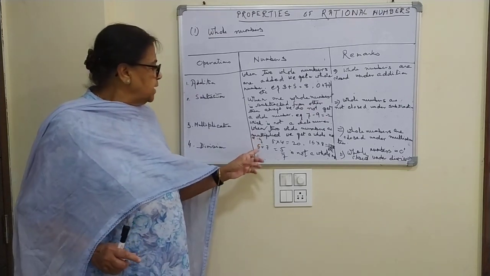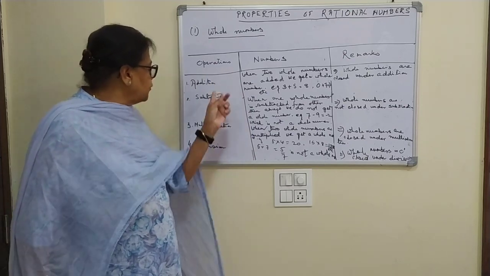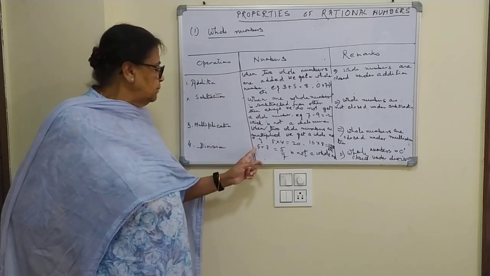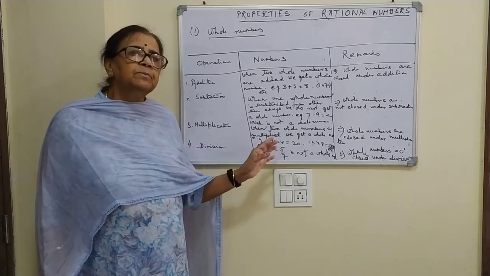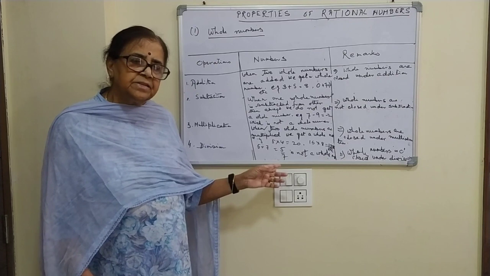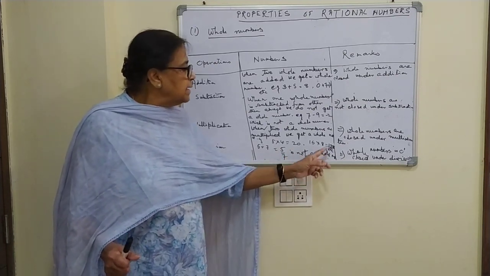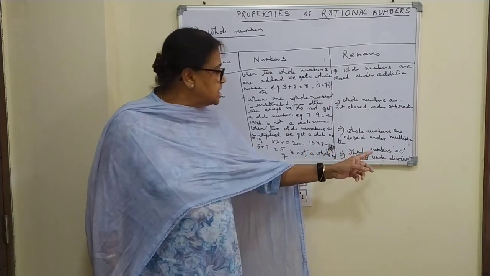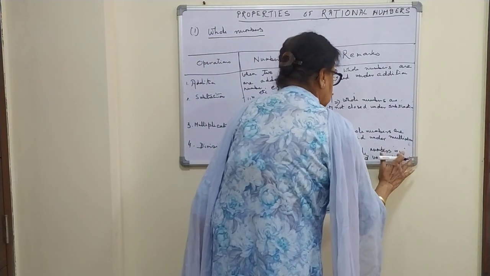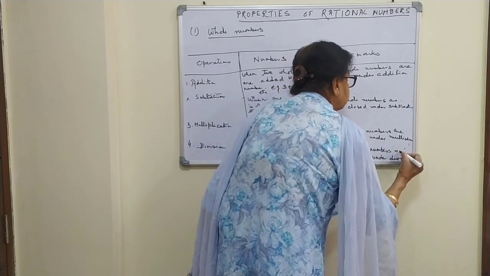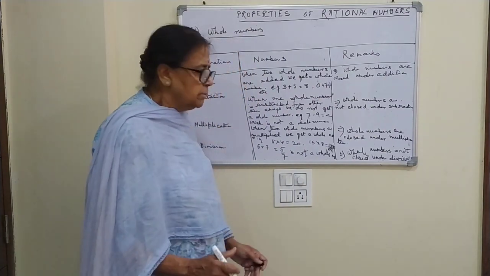Okay? Then comes division. These are the four fundamental operations. Division: 5 divided by 7 will be 5 by 7, which is not a whole number. So whole numbers are not closed under division. Okay.